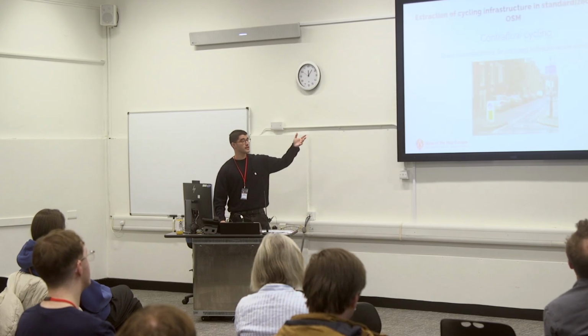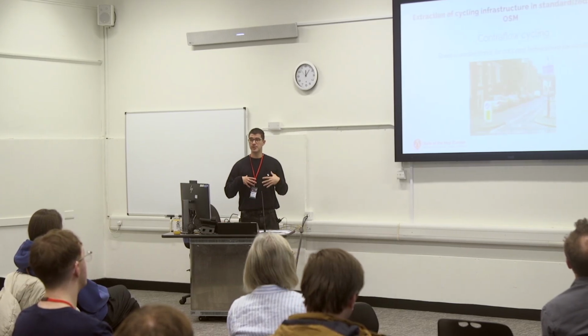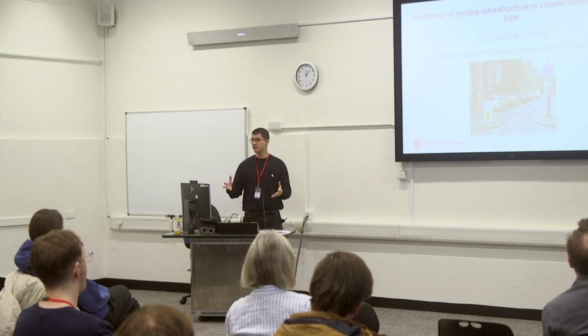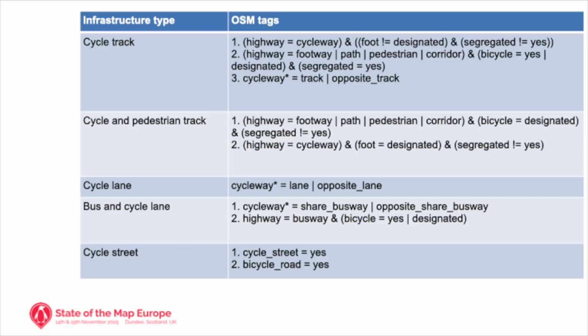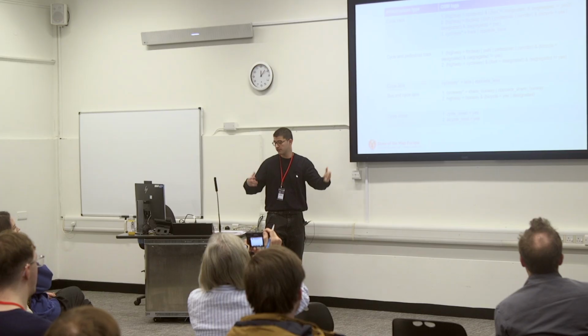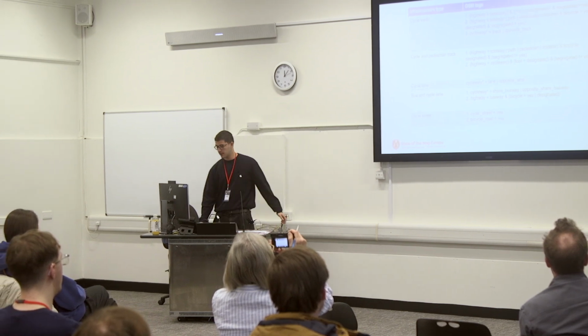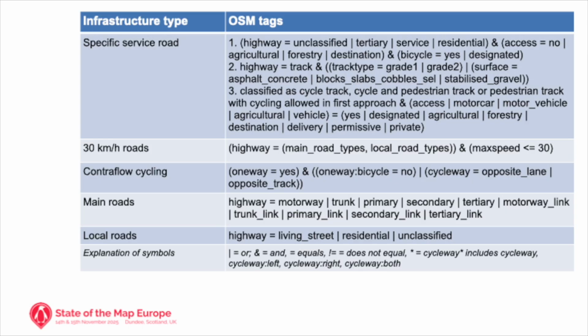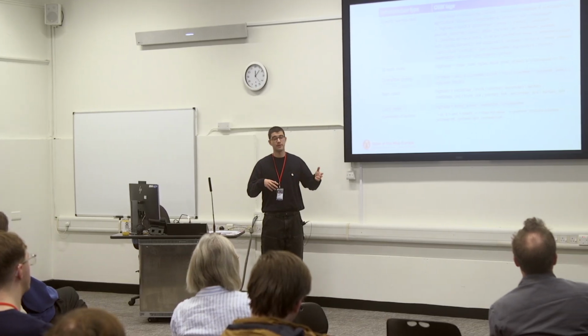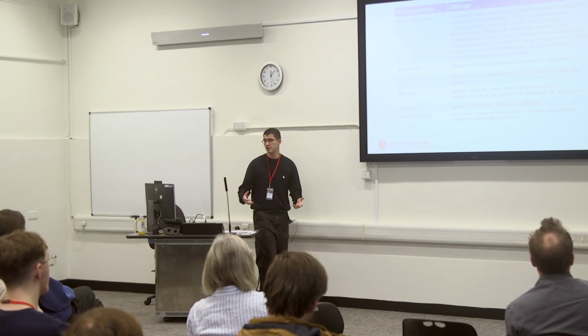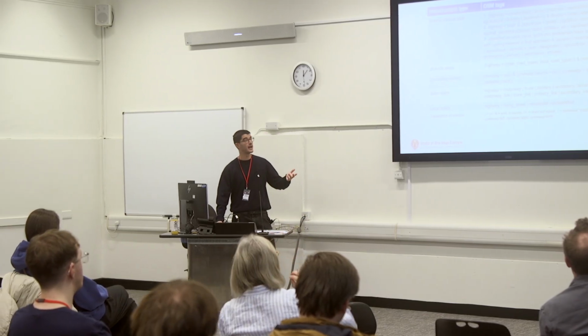So the previous ones are the different infrastructure types, but we have to extract them in a standardized format from OpenStreetMaps. And then here are the different tags that we use from OpenStreetMaps in order to extract every different type. Here you have the tags for cycle track, cycle and pedestrian track, and all the different infrastructure types that we described. And here are the other ones for specific service roads. We have also the explanation of the symbols. I won't get into very much detail, but if anyone wants, we can discuss this bilaterally after the presentation, why we use these tags and why it is based on the OSM guidelines.